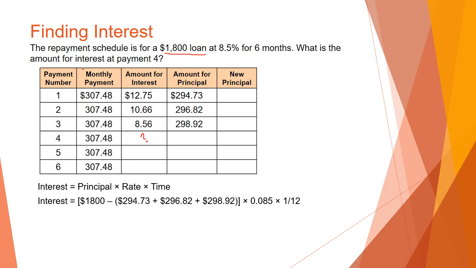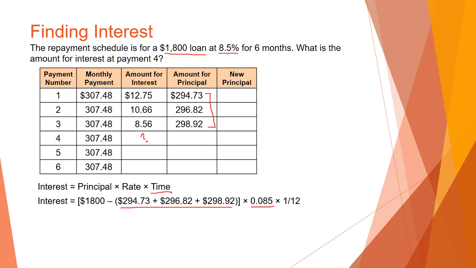You need to take $1,800 and subtract all of this amount from $1,800. So add up all this amount right here, the amount for principal, right? That's where it's at right here. Multiply the rate. Remember, we cannot do math with the percentage. We always have to convert it into a decimal. That's the 0.085 right here.